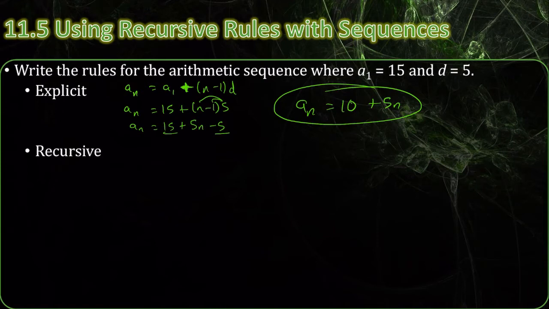For the recursive, we're adding to the previous term. So it's a sub n minus 1 plus d. So remember, you have to say where you're starting. So we're starting at 15. And then a sub n is a sub n minus 1 plus d.